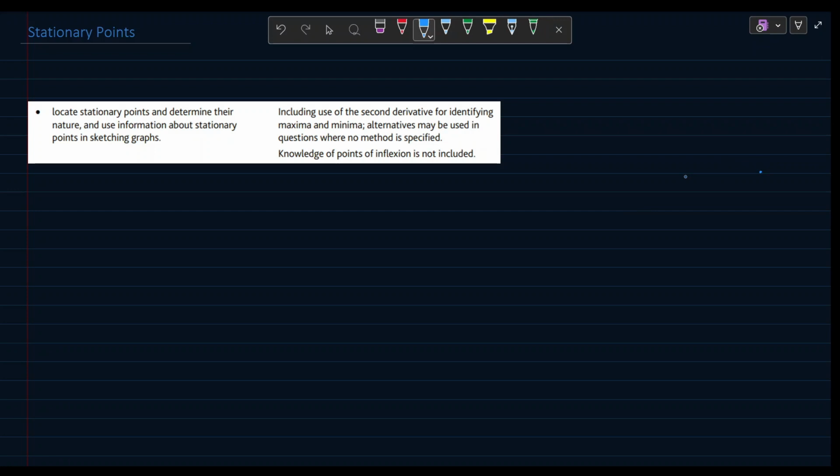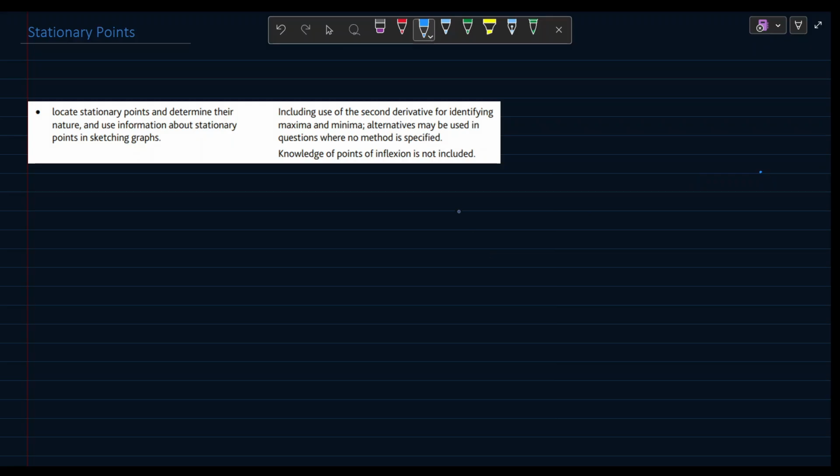Alright, in this video we are going to be looking at stationary points. So we're going to learn how to find these stationary points and how to also determine their nature. Which is to say, is this a minimum point or is this a maximum point?